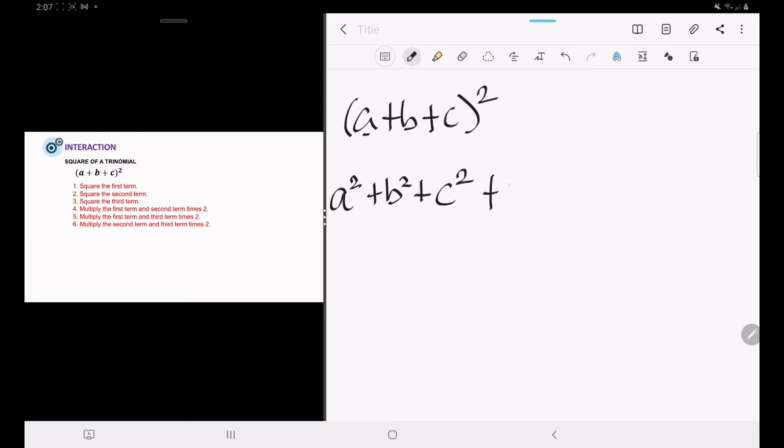So it's plus 2ab. Next is multiply the first term and third term times 2. So this time it's the first and third term times 2. So plus 2ac. And then multiply the second term and third term times 2. So plus 2bc.